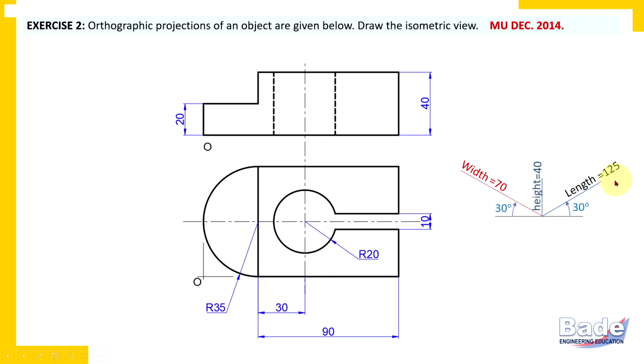So add a larger two dimensions, 125 and 70, so that is approximately 200. So 200 by 200, that much space is required on the drawing paper to complete this drawing. This is a rough estimate of how much space is required on the drawing paper. Okay, now let's open our AutoCAD software.